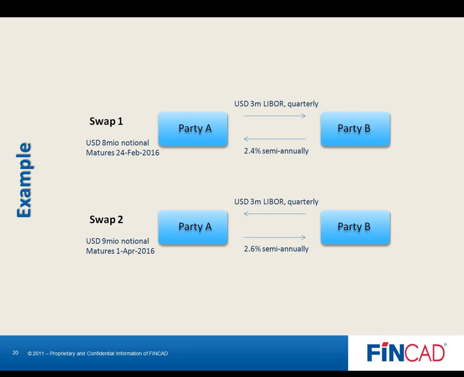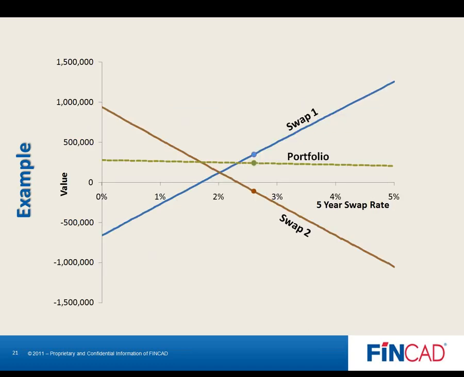Now let's add a second swap to the portfolio, swap 2. This swap is almost a perfect offset to swap 1. However, the notional does not quite match, nor the maturity date or the fixed rate. In swap 2, party A is paying fixed, in contrast to swap 1, in which party A is receiving fixed. So swap 2 is almost offsetting swap 1, but not quite. This portfolio is very idealized, just to get the point across.